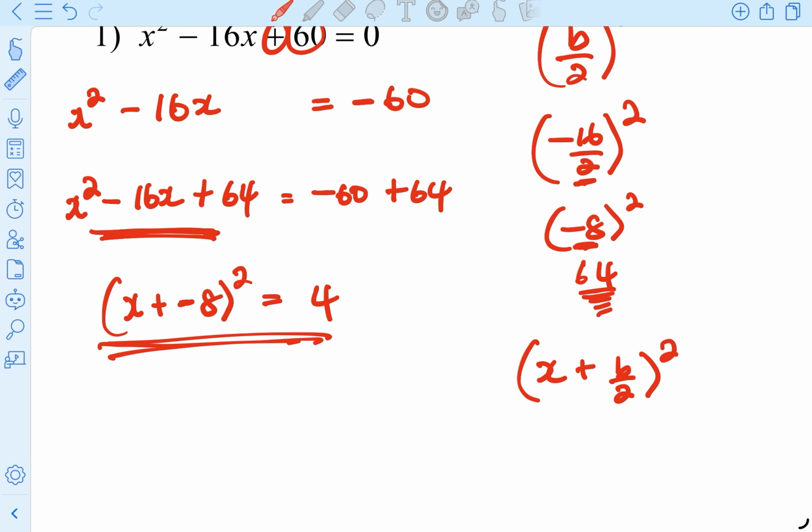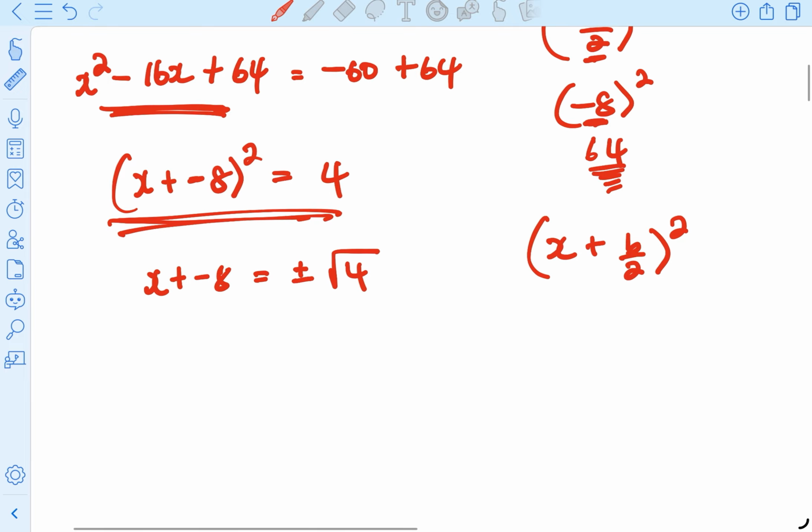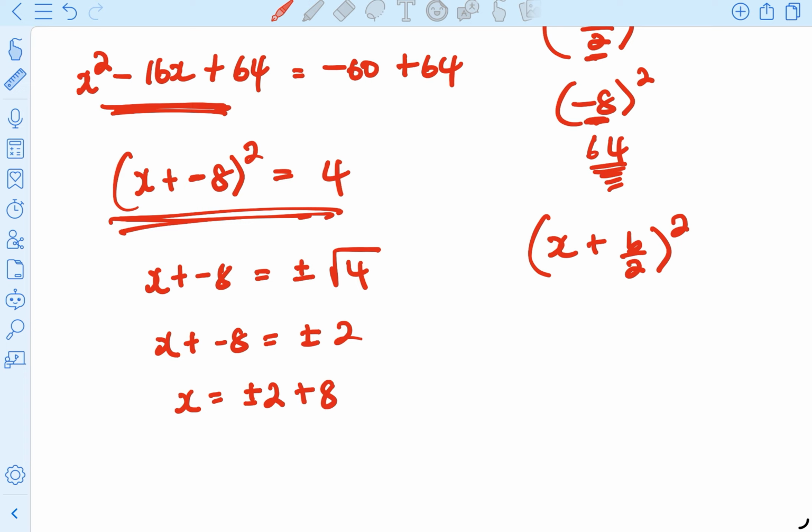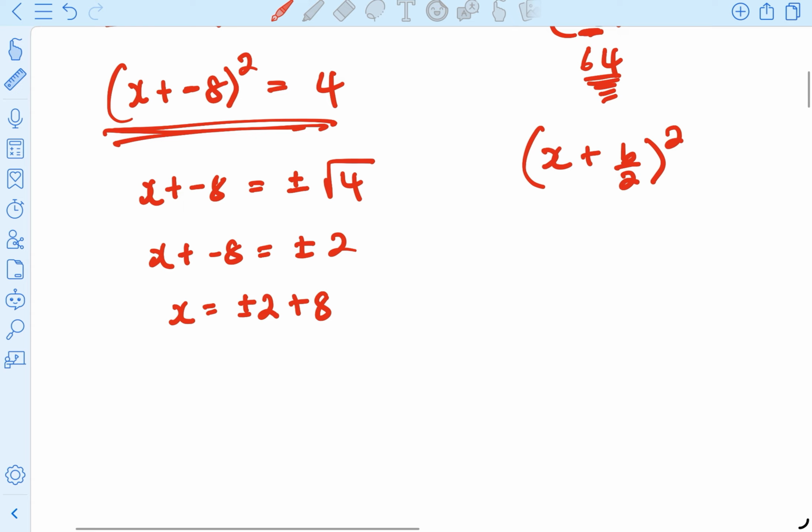So as I stated, the first move is to move the square over the equal sign. It becomes a square root. So this will become x plus negative 8 is equal to plus or minus the square root of 4. Let's simplify the square root of 4. X plus negative 8 is equal to plus or minus 2. Now, this is a negative 8, so when I carry over the equal sign, plus or minus 2 plus 8. Why? Because when I move this negative over the equal sign, it becomes a positive.